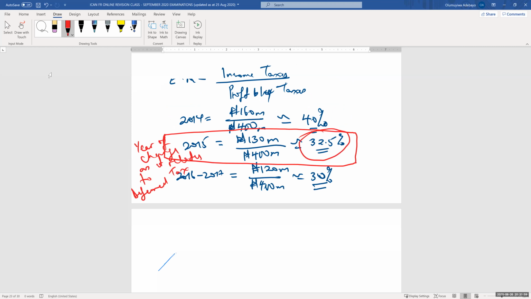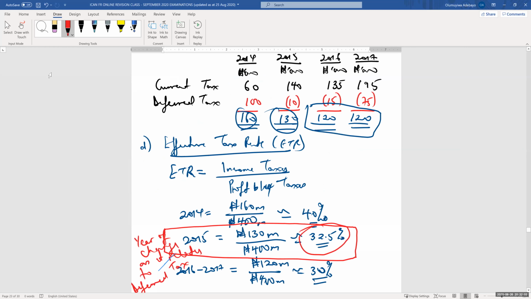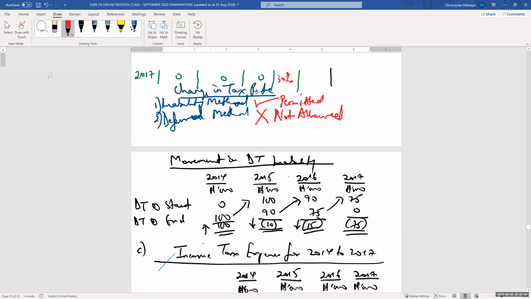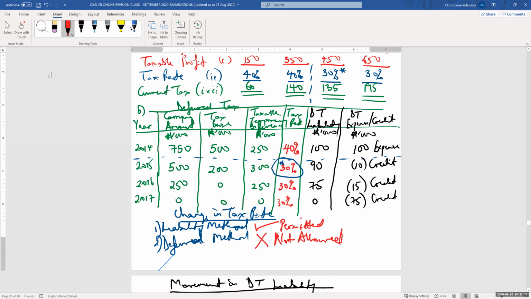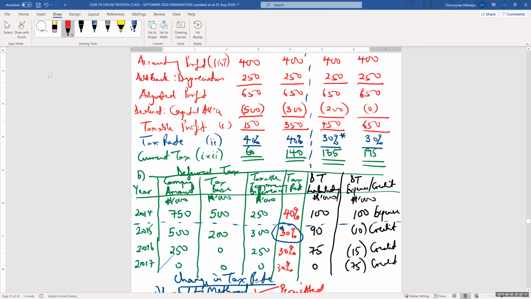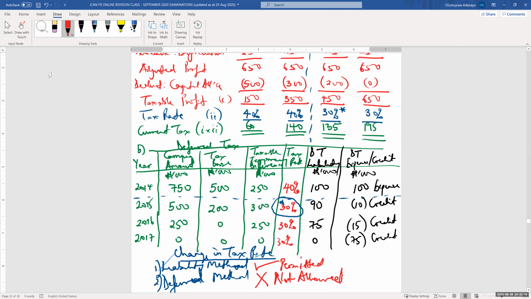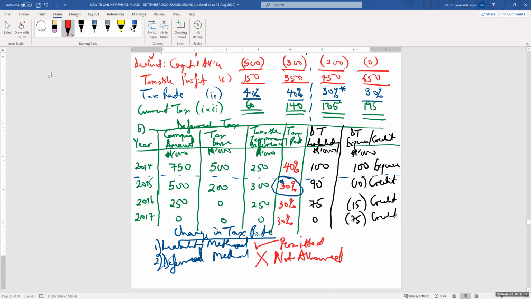Now you've seen how changes in tax rates could affect your deferred tax computation and your current tax computation. And at your own leisure time, you can compare the two solutions and also further read the material or note or your ICAN material for further understanding of the difference in solutions when there was no change in tax rate and when there is a change in tax rate.